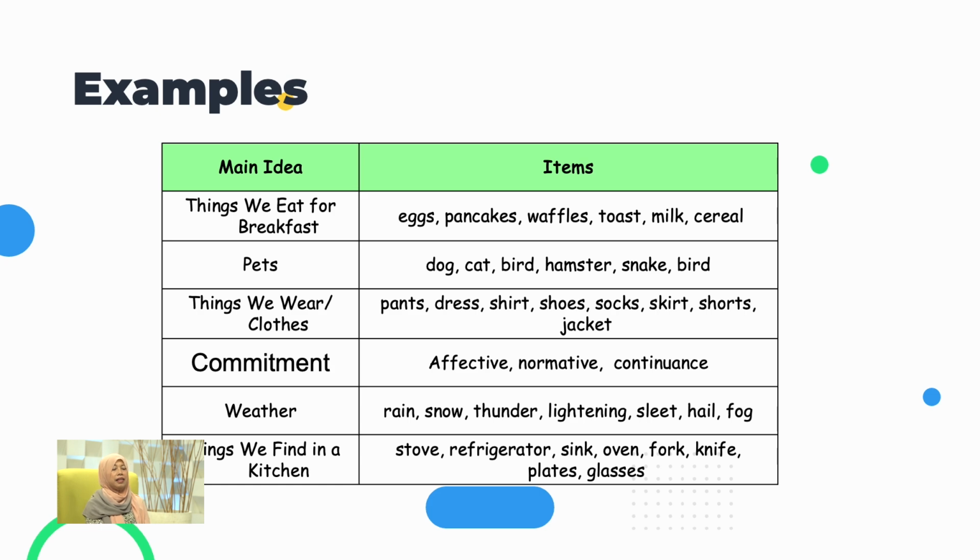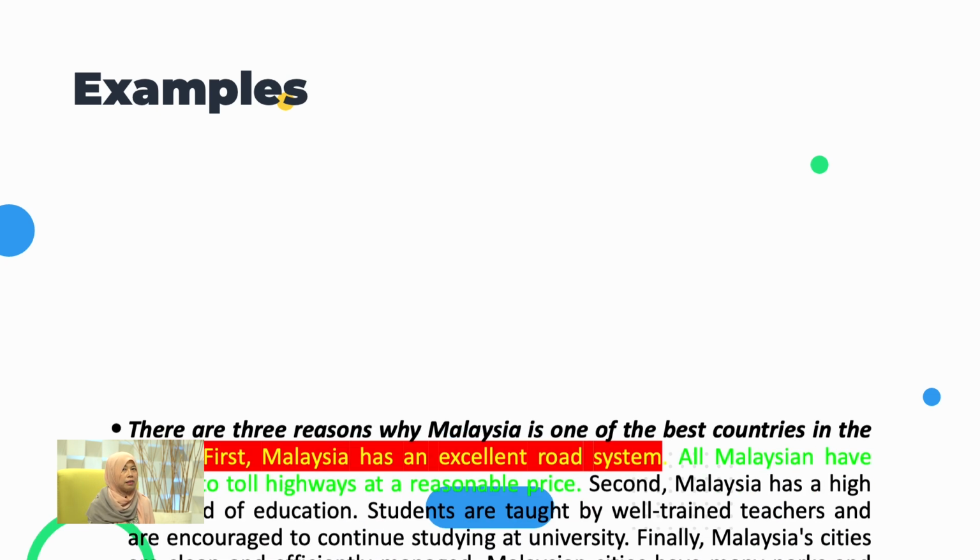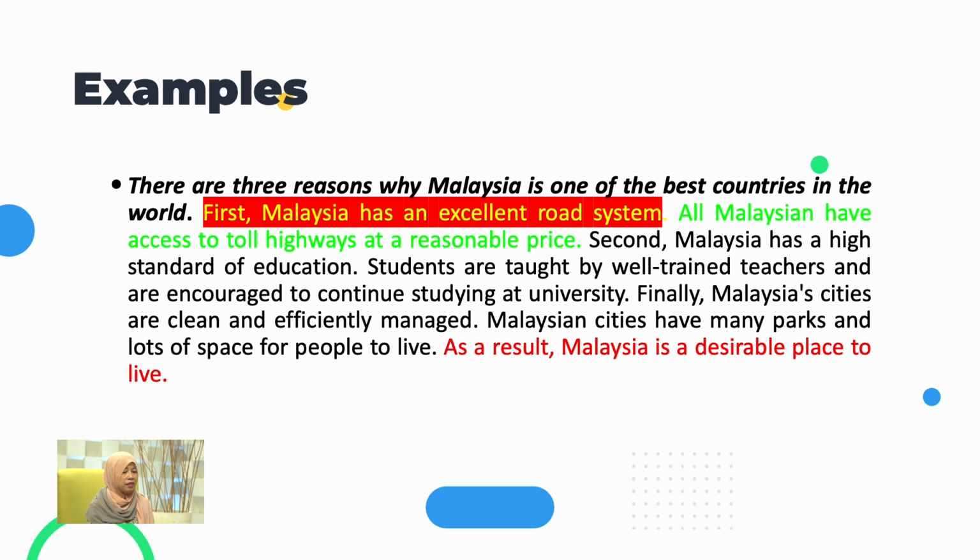Okay, another example. There are three reasons why Malaysia is one of the best countries in the world. First, Malaysia has an excellent road system. All Malaysians have access to toll highways at a reasonable price. The second follows that Malaysia has a high standard of education. Students are taught by well-trained teachers. Similarly for Indonesia, you can put it that way. Why is Indonesia one of the best countries?